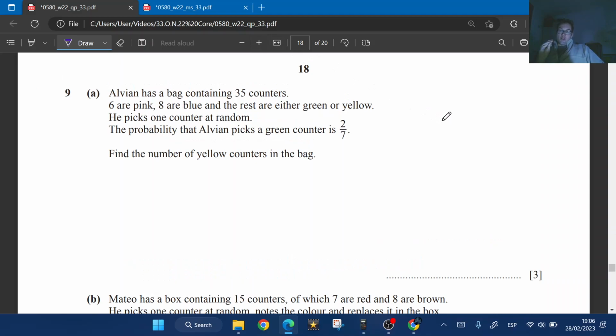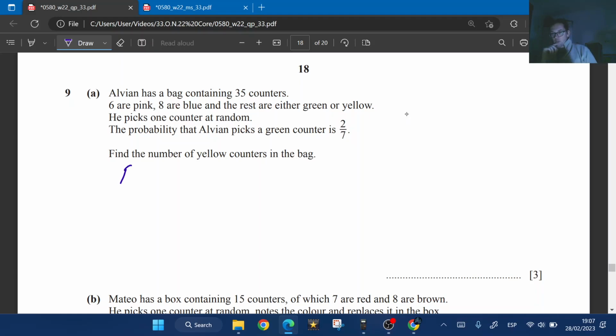Albion. He's got a very unique name, and he's carrying around a bag of counters. Weird guy, Albion. 6 are pink, 8 are blue, and the rest are either green or yellow. He picks one counter at random. The probability that Albion picks a green counter is 2 out of 7. Find the number of yellow counters in the bag. My goodness. What's going on here?